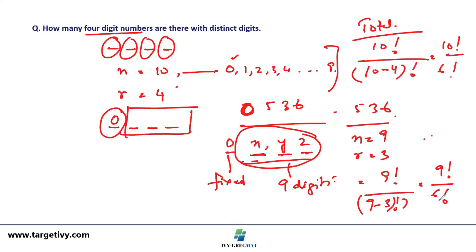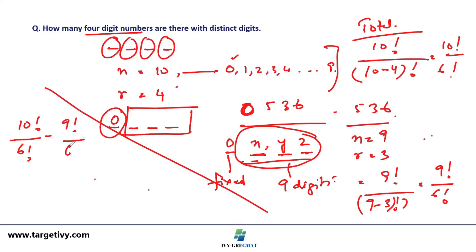So the total number of 4-digit numbers is 10 factorial by 6 factorial minus 9 factorial by 6 factorial. Great. Okay, let's go to the next one and see.